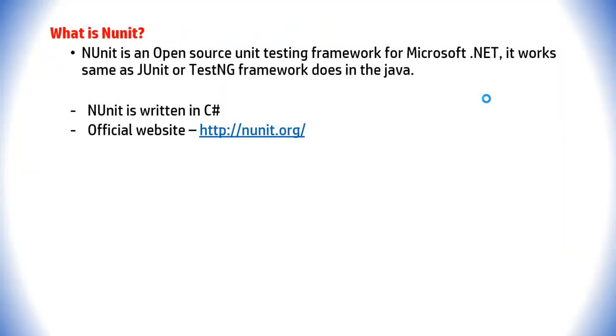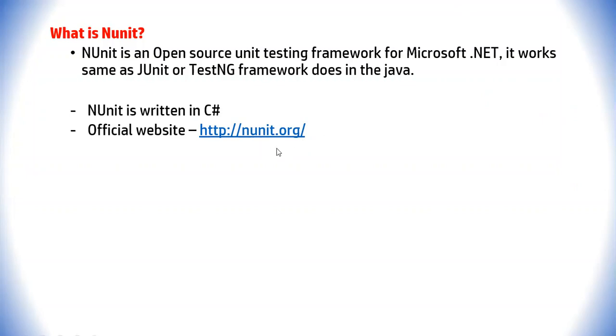So NUnit is an open source unit testing framework for all Microsoft .NET frameworks, and it works the same as JUnit or TestNG framework does in Java. In the same way that JUnit and TestNG unit testing frameworks are used in Java for writing Selenium Java automation scripts, we'll be using the NUnit testing framework for automating our Selenium C# scripts. So basically, NUnit is written in C#.